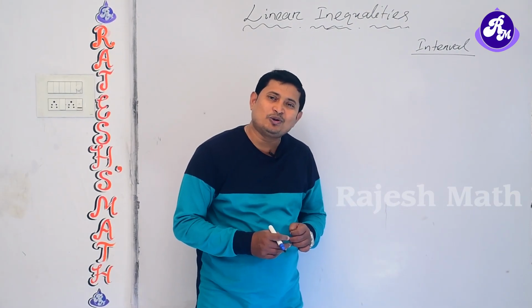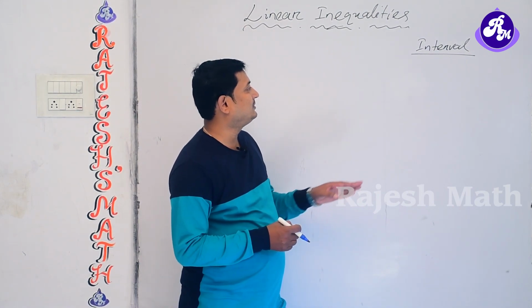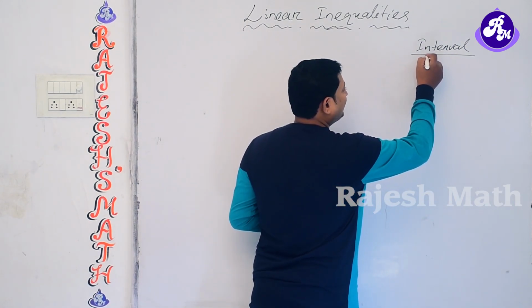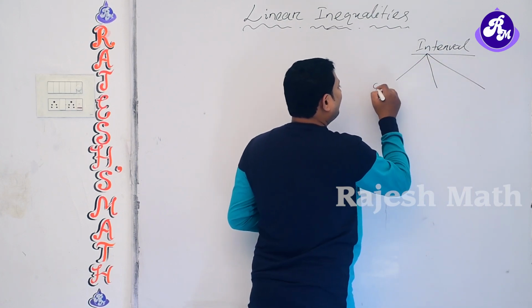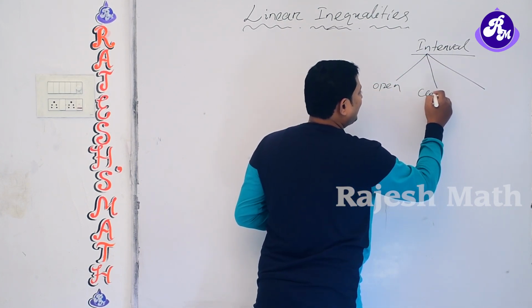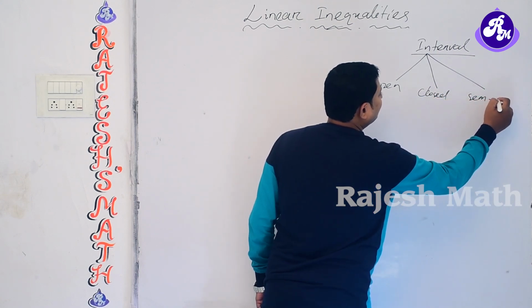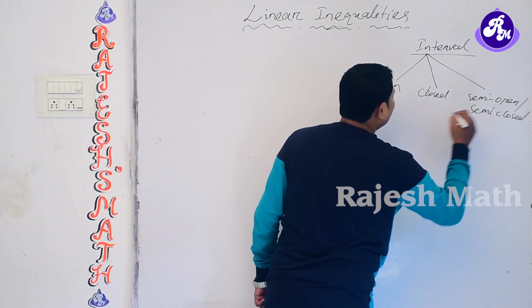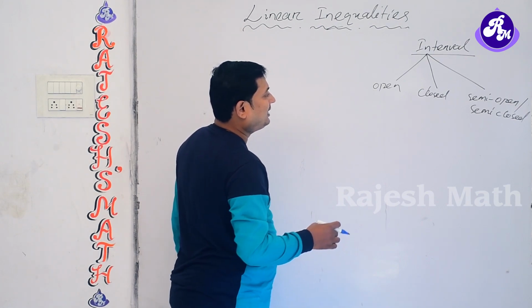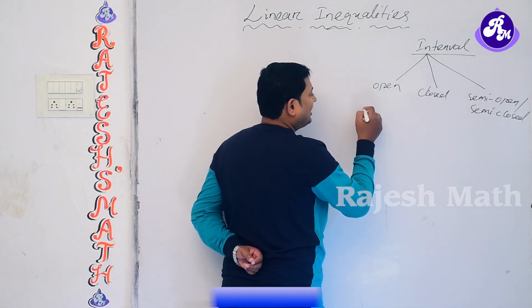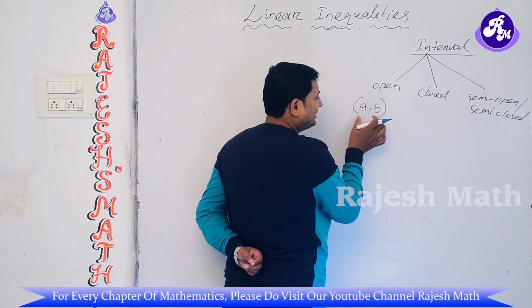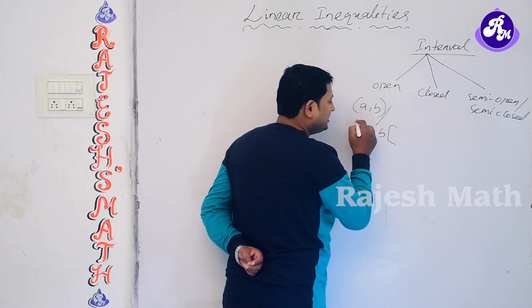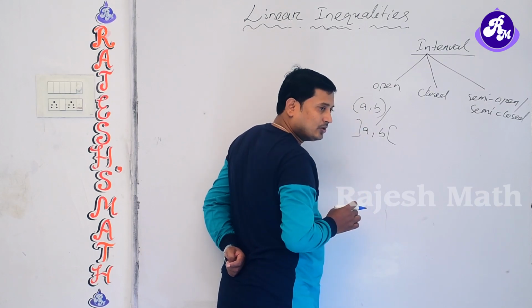Students, before going to take some examples and exercises, we will learn the concept of intervals. Generally, intervals are categorized into three types. What are they? Open interval, closed interval, semi-open, or semi-closed. Suppose I am taking this type of interval, that is called the (a, b) open interval. You write the bracket, but it opens outward.